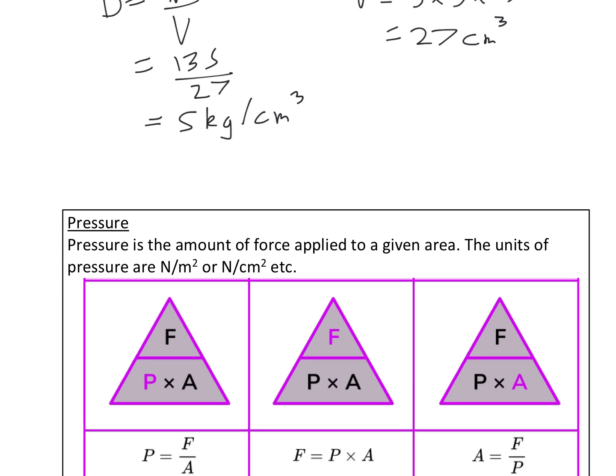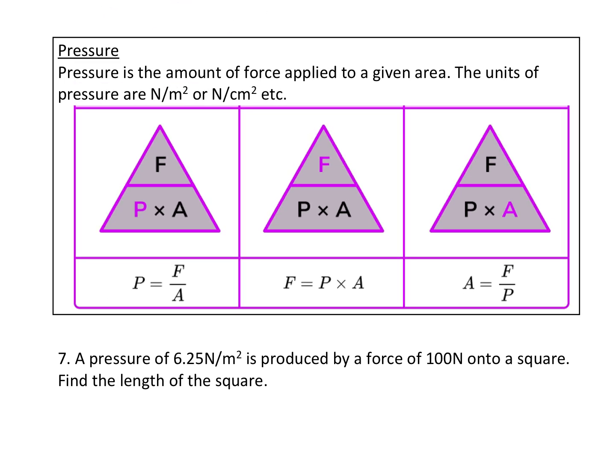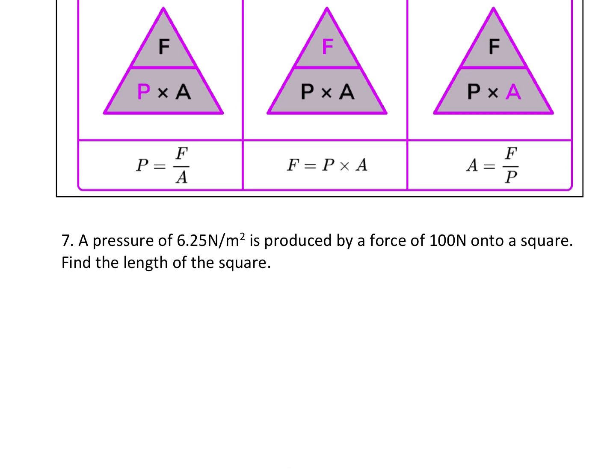Then on to our last compound measure, pressure. So pressure is the amount of force applied to a given area. The units of pressure are Newton per meter squared or Newton per centimeter squared. Pressure is force divided by area, force is pressure times area, and area is force divided by pressure. Again, you must learn where the letters go in the triangle, and then you can use the triangle from there to work out any variable.